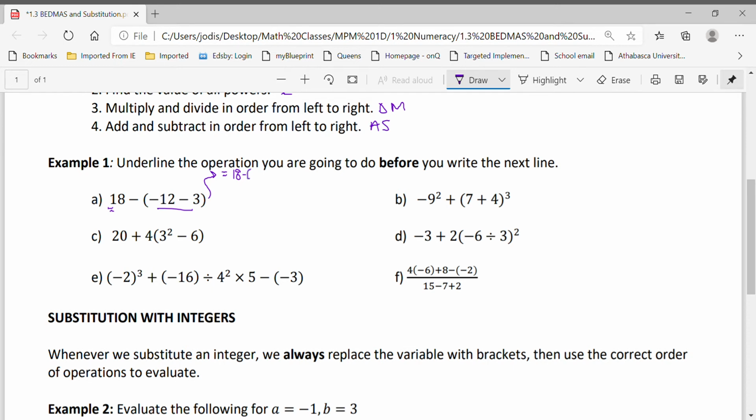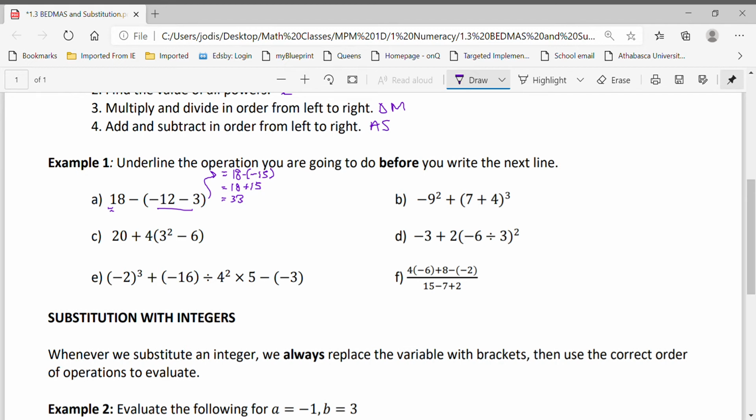And then we're going to do what's in the brackets. So we want to do negative 12 minus 3, which gives us negative 15. And then in our next step, we're going to do this 18 minus negative 15. Remember, yesterday we talked about changing that sign, right? Two negatives make a positive. So we have 18 plus 15, and that's going to give us 33. And that would be our final answer.